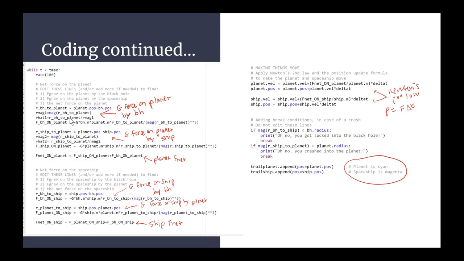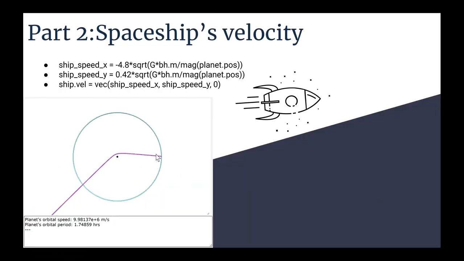The force on the planet by the black hole using the gravitational formula. Same with the planet by the ship, and the ship by the black hole and the ship by the planet. And then we use Newton's second law, F equals ma, and the momentum to do P equals F delta t for planet velocity and ship velocity. For the next picture, you're going to see that the planet is cyan and the spaceship is the magenta color. So here we see that the spaceship, within one revolution of the planet, doesn't run into the black hole or the planet.